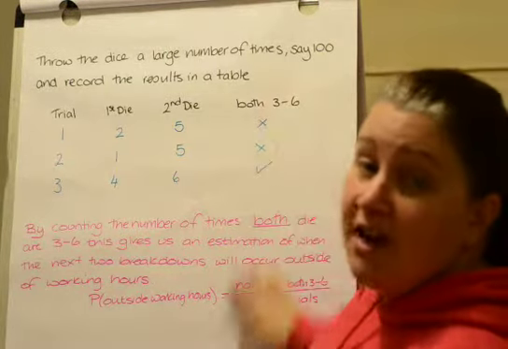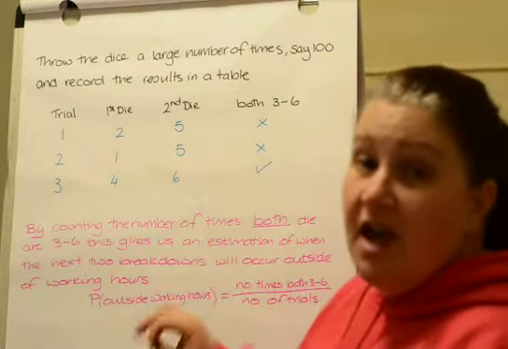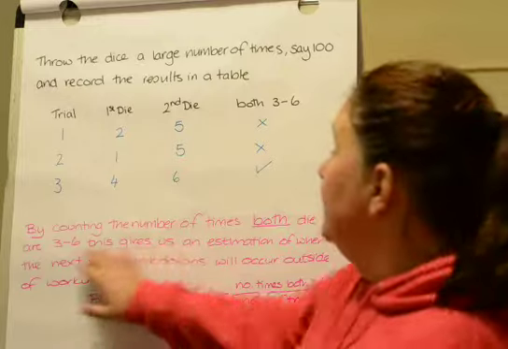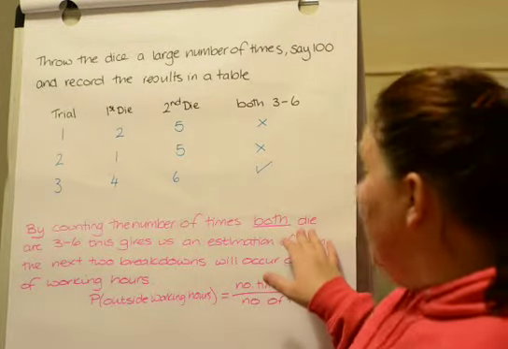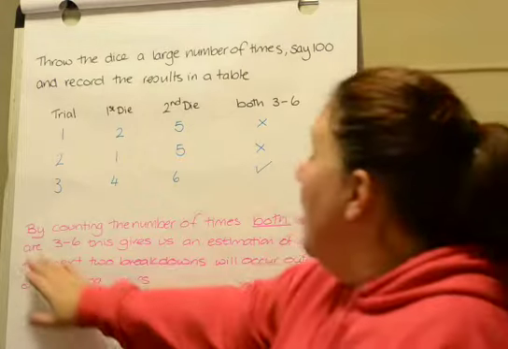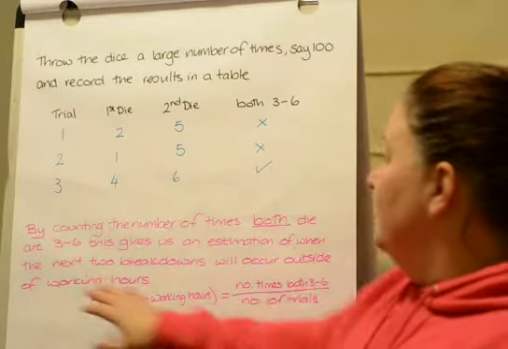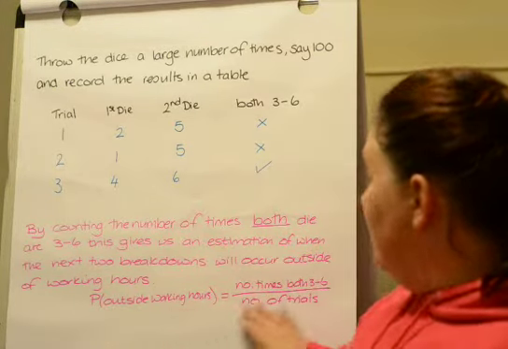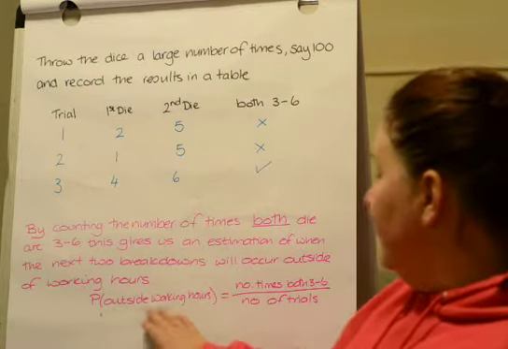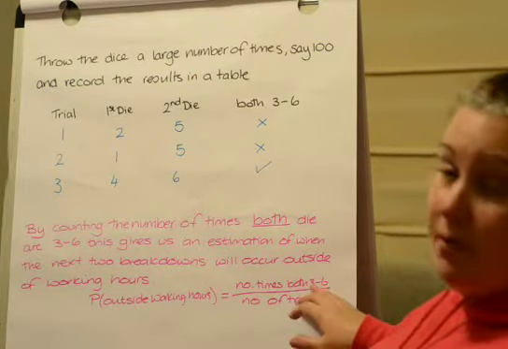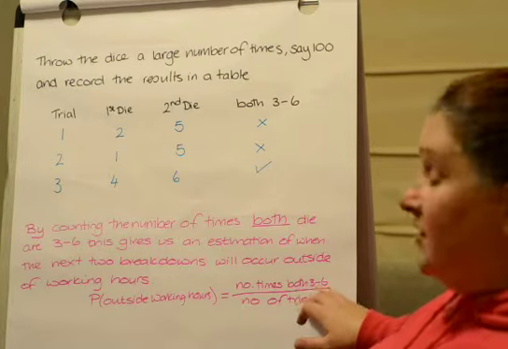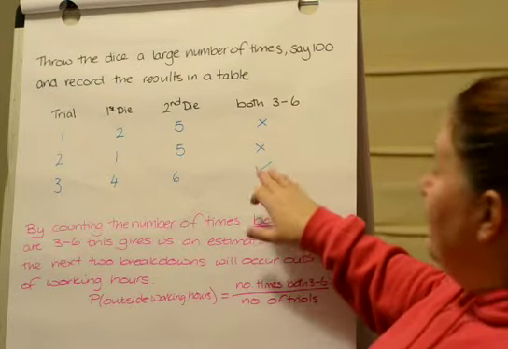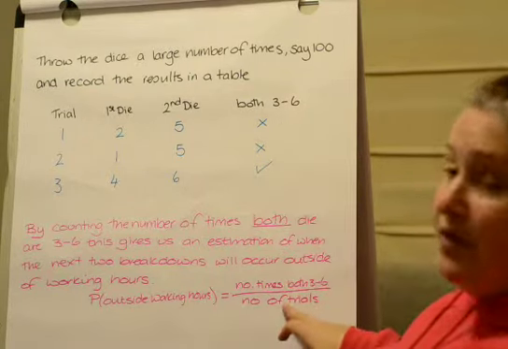So what I'd like you to do is carry on doing that for 100 trials, and record your data. When you've recorded all your data, count the number of times both dice are 3 to 6. This gives us the estimation of when the next 2 breakdowns will occur outside of working hours, and we can work that probability out. Outside of working hours equals the number of times both dice get 3 to 6 over the number of trials. For my one example here, I've got 1 out of 3, so it'd be 1/3.